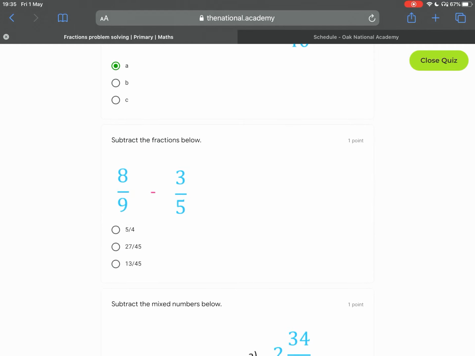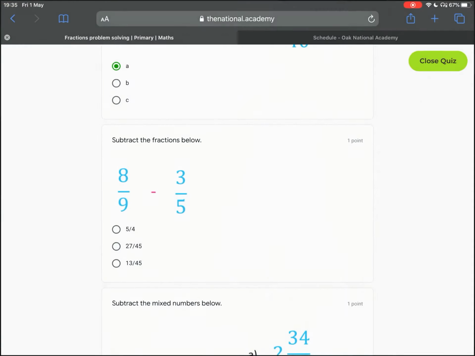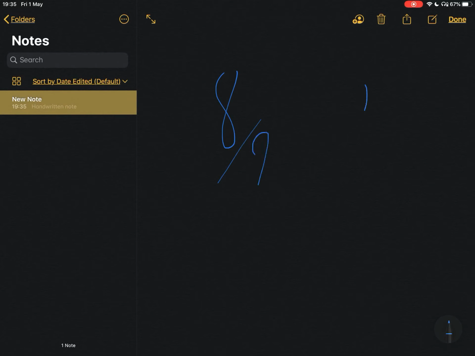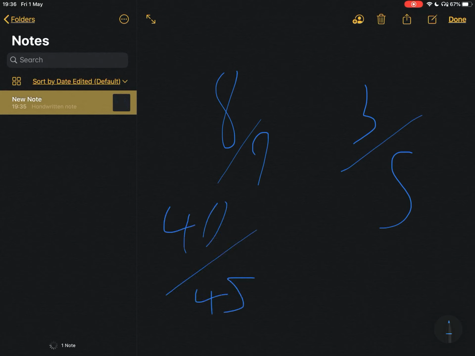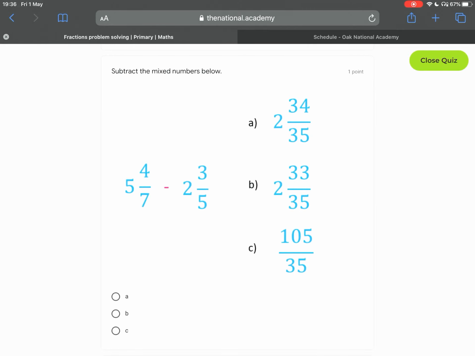Then subtract the fractions below: 8/9 take away 3/5. Let's do that. What were the fractions? 8/9 and 3/5. We need to take those away. 8/9 would become 40/45, and 3/5 would become 27/45. So we need to take away, which would make 13/45. Subtract the mixed numbers below.